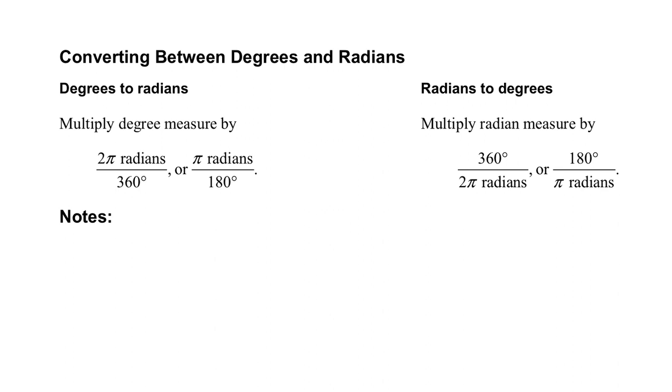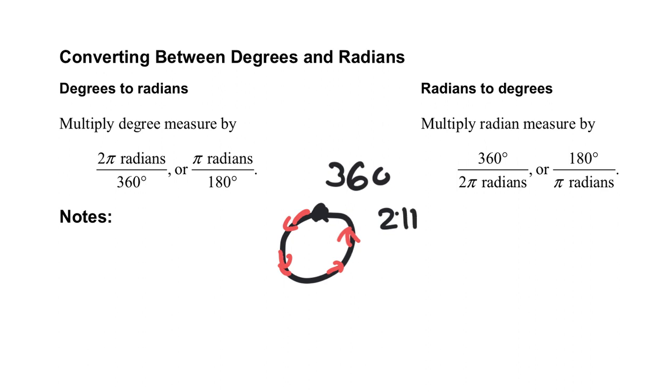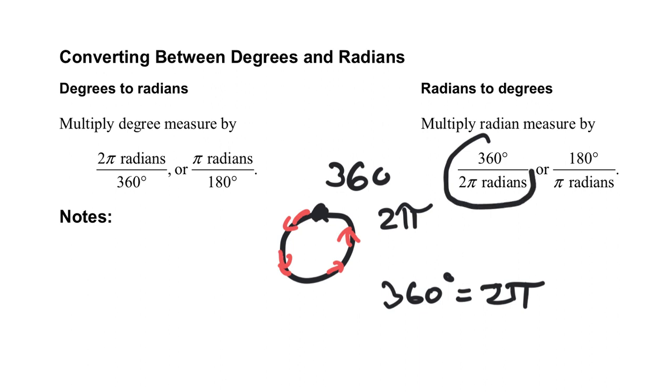Now, really quick, a circle is 360 degrees if you go all the way around this circle. It just so happens that 360 degrees for a circle in terms of radians is the same thing as 2 pi. So 360 degrees is the same thing as 2 pi in terms of our measurements. That's why we have this lovely little ratio here. 360 degrees is the same thing as 2 pi.